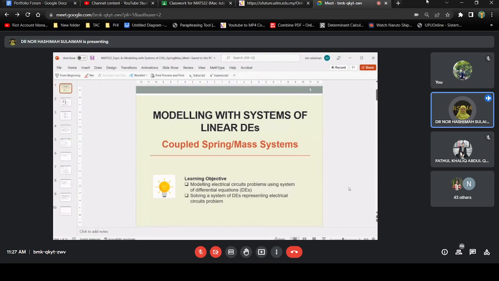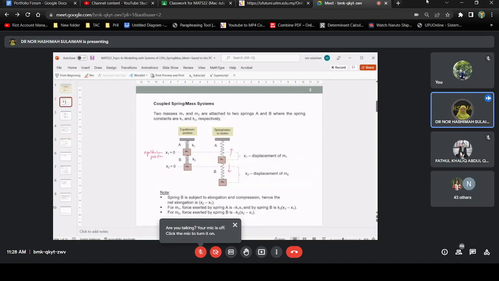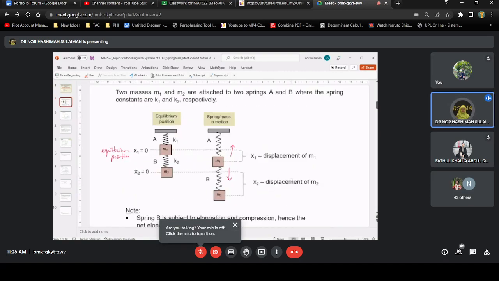Okay, so our learning objective for this session is to model the electric circuit problem using the system of linear differential equations, and then by having the model, we are able to solve for the solution relating to the electrical circuit problem. Okay, right. So basically, for this particular type of problem, we are going to have.